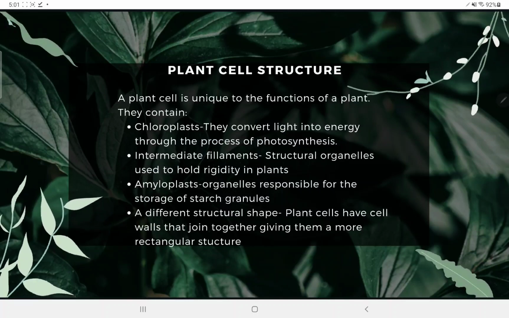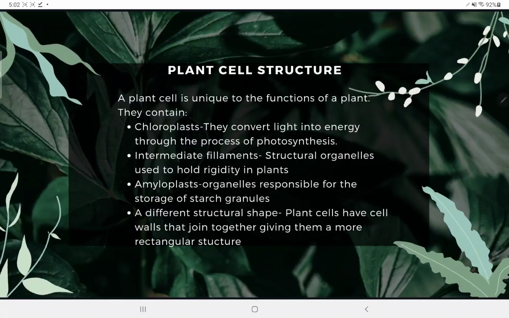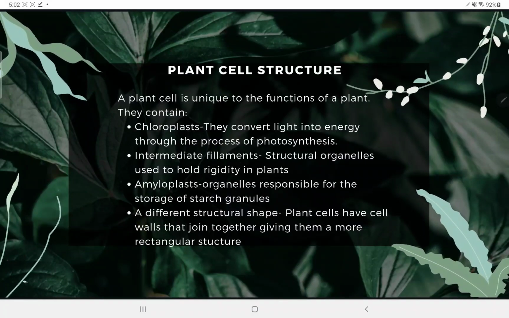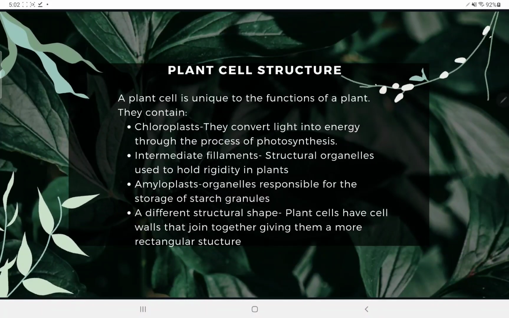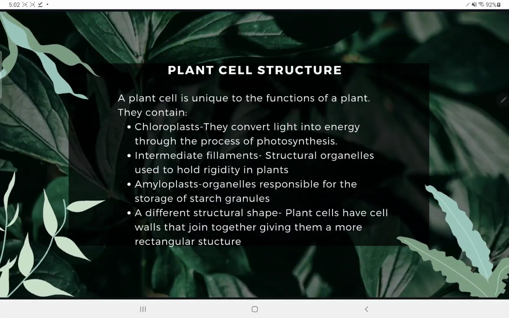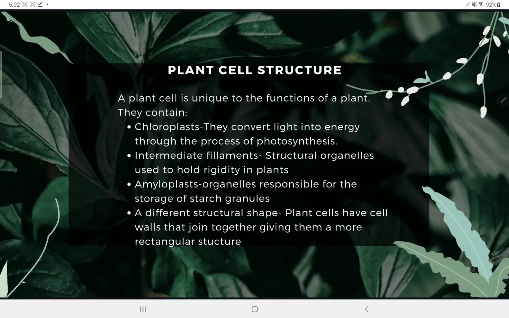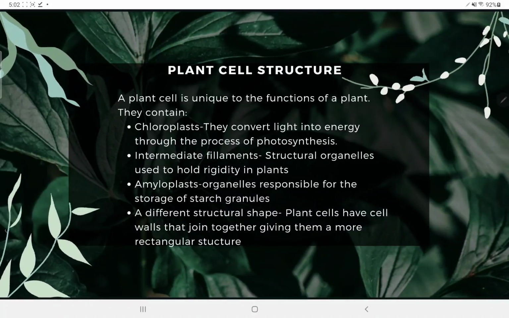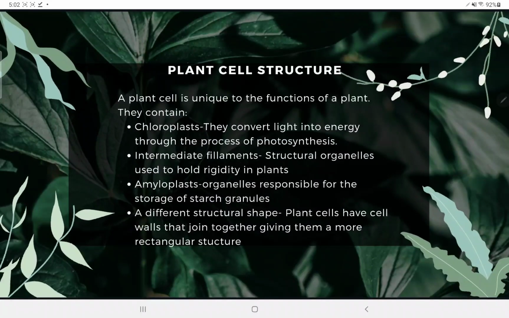Plant cell structure. Plant cells are unique to the function of a plant. They contain chloroplasts, which convert light into energy through the process of photosynthesis, intermediate filaments, which are structural organelles used to hold rigidity in plants, amyloplasts, organelles responsible for the storage of starch granules, and a different structural shape. So, plant cells have a cell wall that joins together with other cell walls, giving them a more rectangular structure, and this is so that a plant can hold its structure.